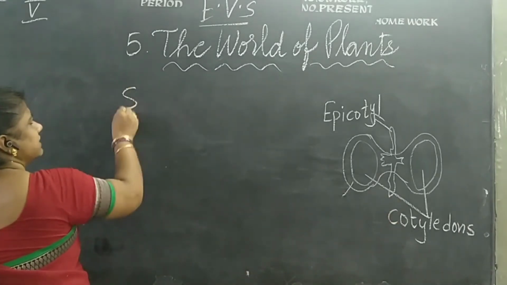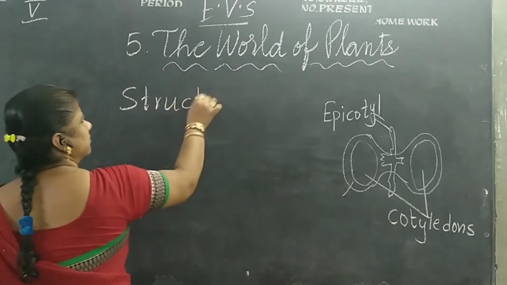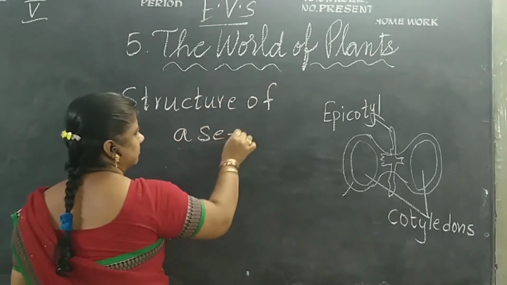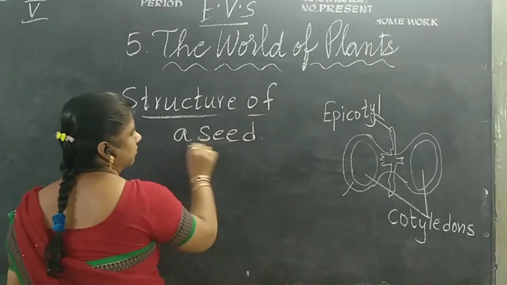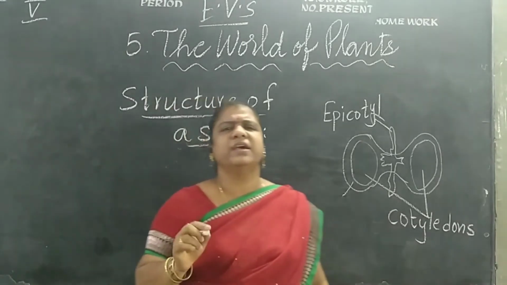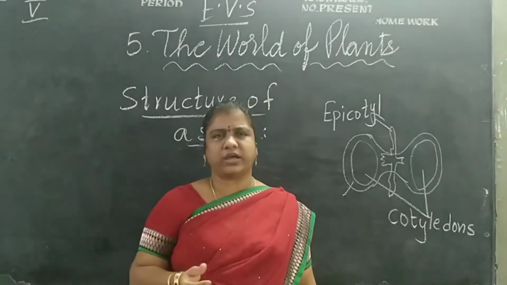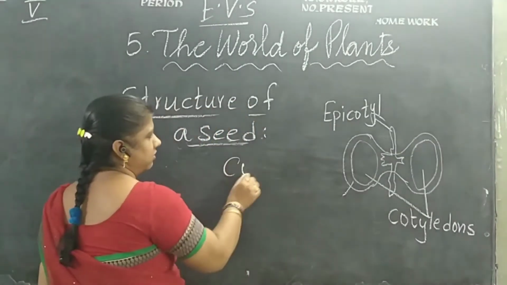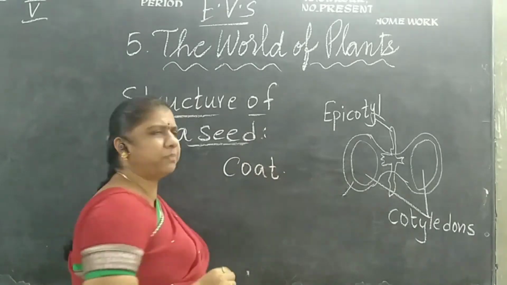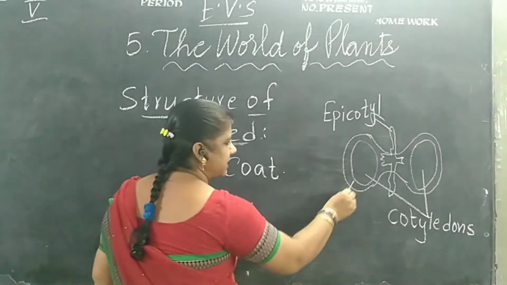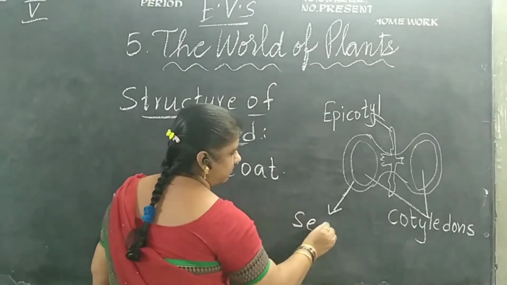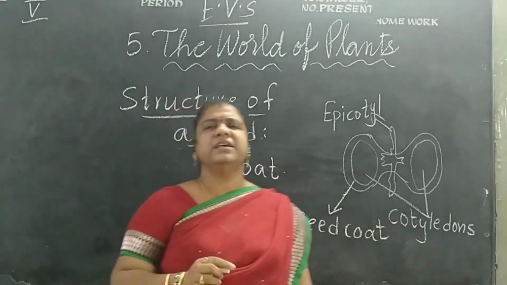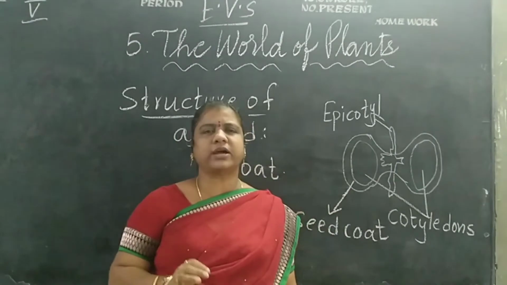So children, we learn the structure of a seed. A seed has a coat, which is the outer protective covering. See children, here this is the outer protective part. It covers the seed. So it is an outer covering part.